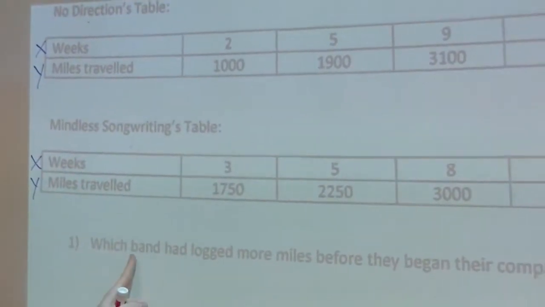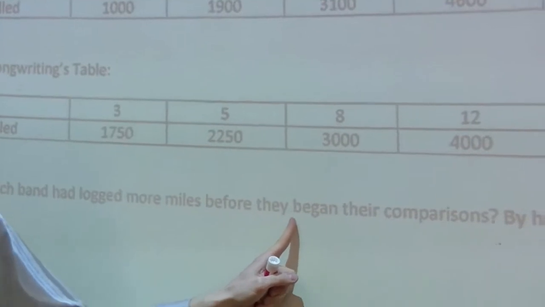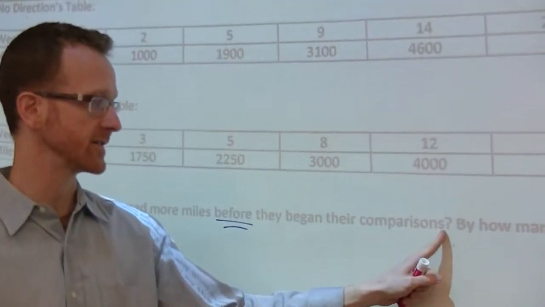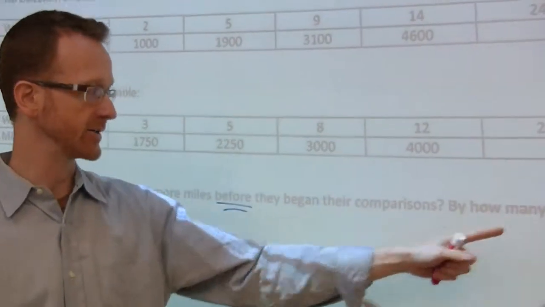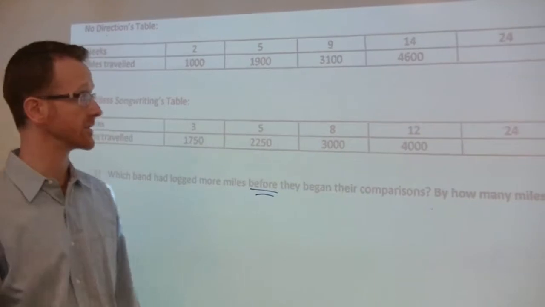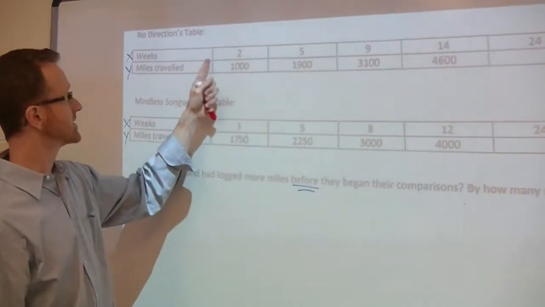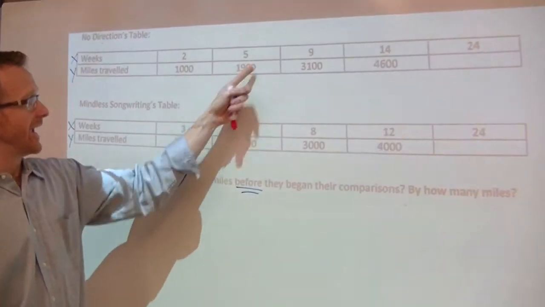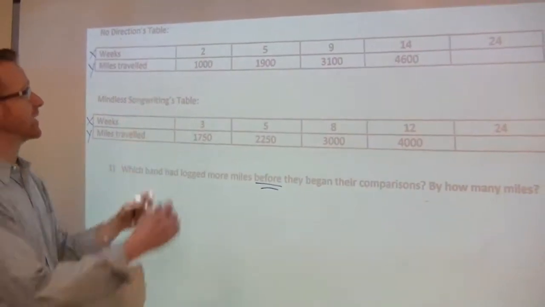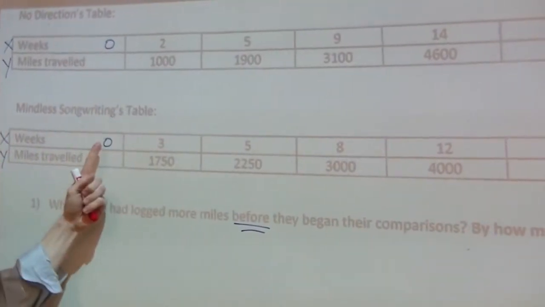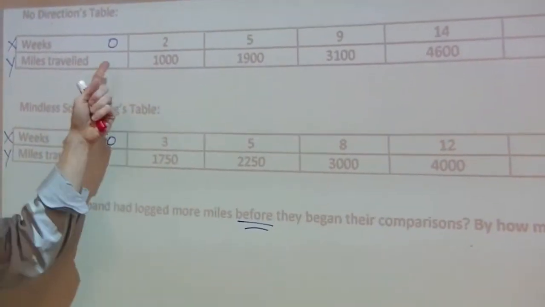The first question says, which band had logged more miles before, I'm going to underline that, that's important, they began their comparisons. And then by how many miles? So, which band had logged more miles before they began their comparisons? Well, they began their comparisons, and at 2 weeks they have 1,000. So, the answer to this question is going to be back here at 0, before they began comparing. So I need to figure out what happened here.